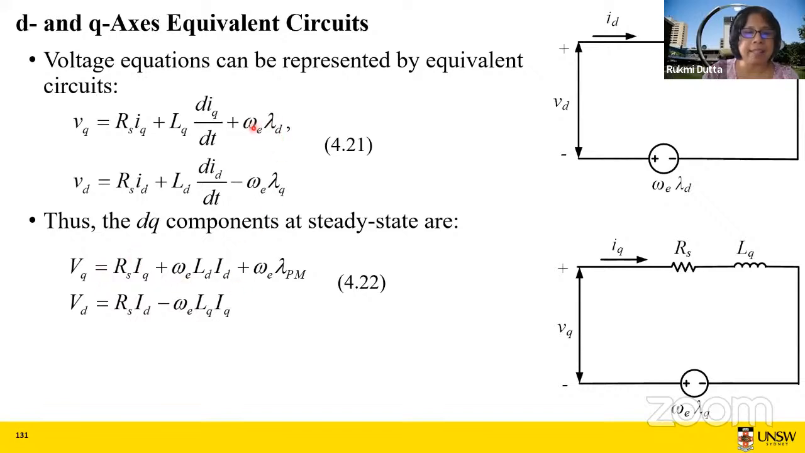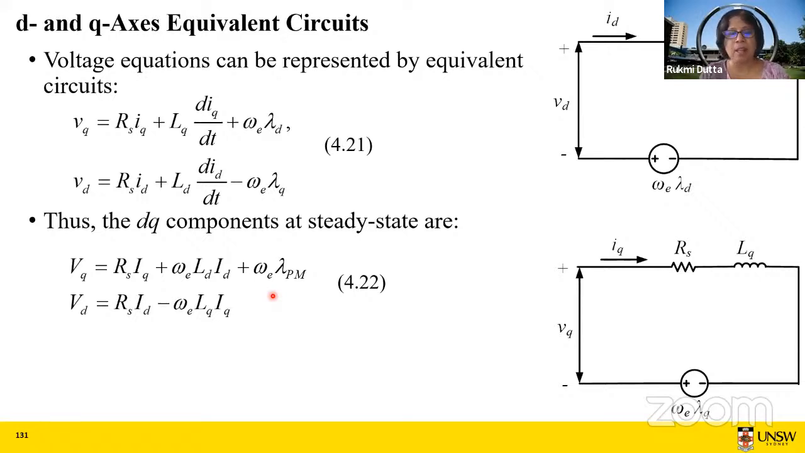We have omega E lambda D, but lambda D is equal to L D I D plus lambda PM. So we will have this term from here. And similarly for the VD, again, resistive drop remains, and omega E times lambda Q becomes omega E L Q I Q. So this is the steady state equation for the DQ model. We don't need to go back to our steady state equivalent circuit anymore.